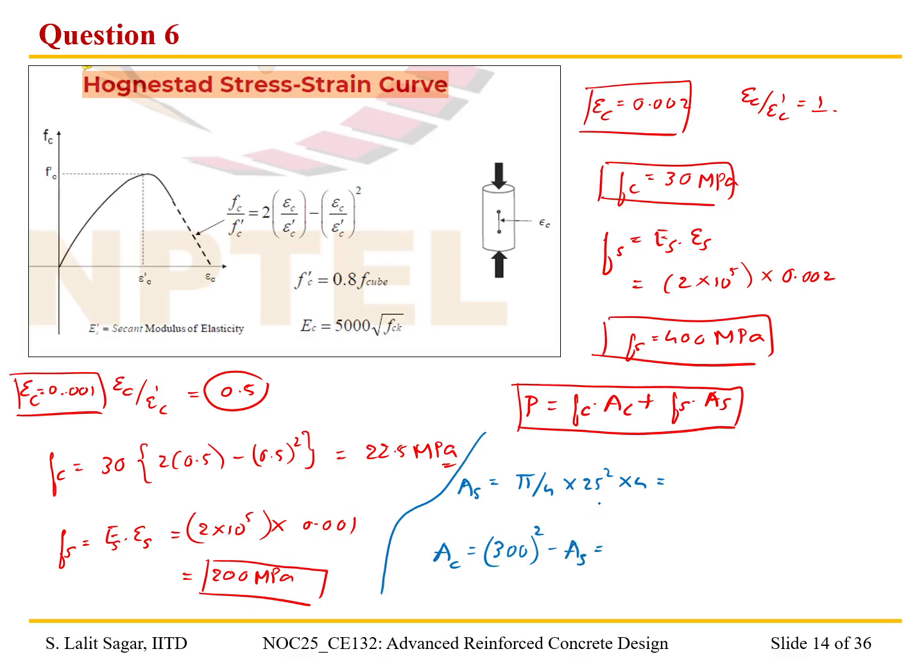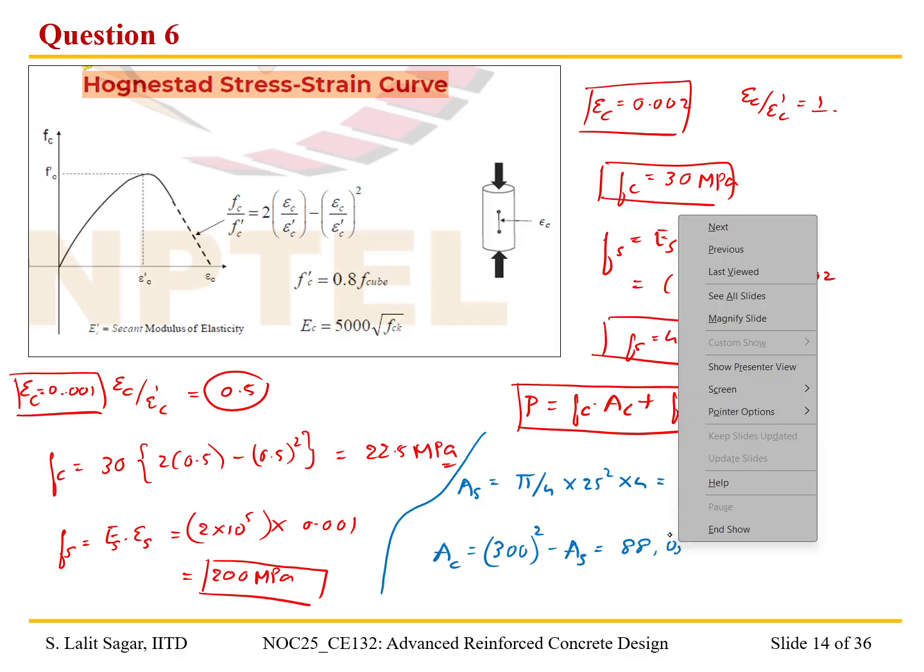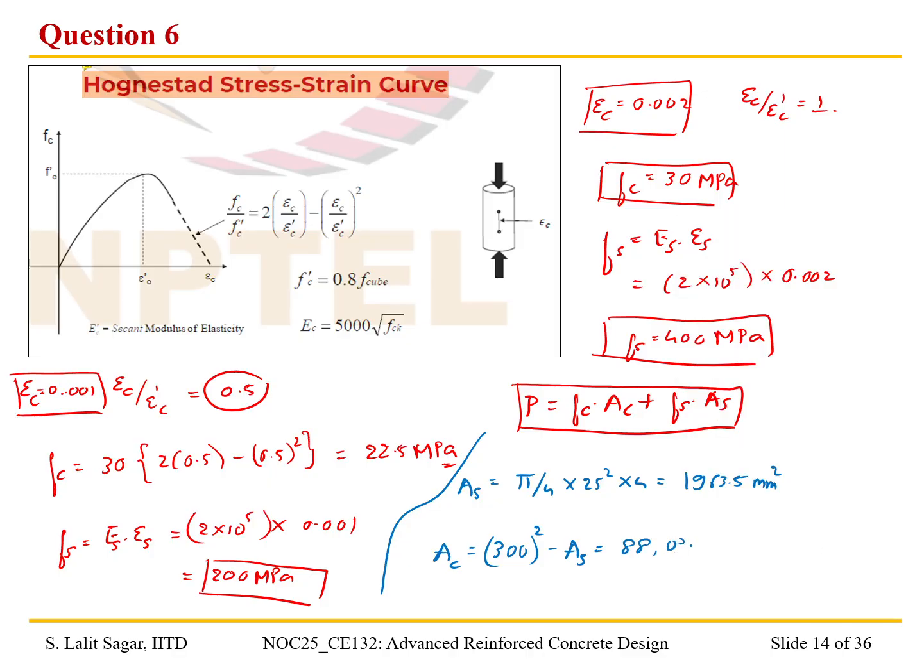So what would that value be? As is 1963.5 mm square and Ac would be 88,036.5 mm square. Okay, so we have all the required values to determine the axial load in the column.